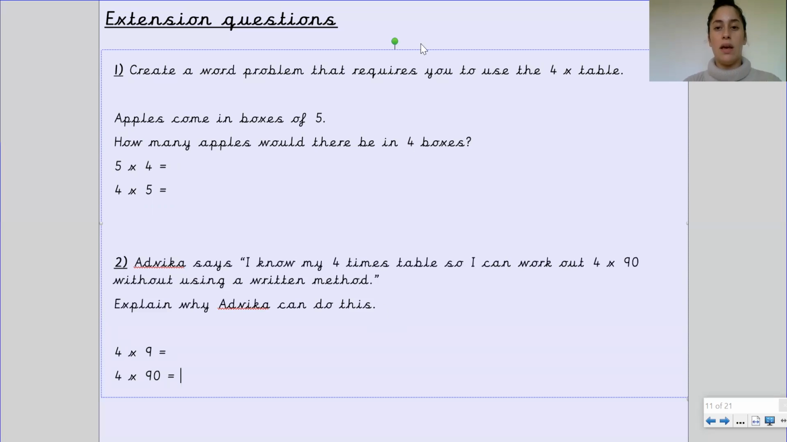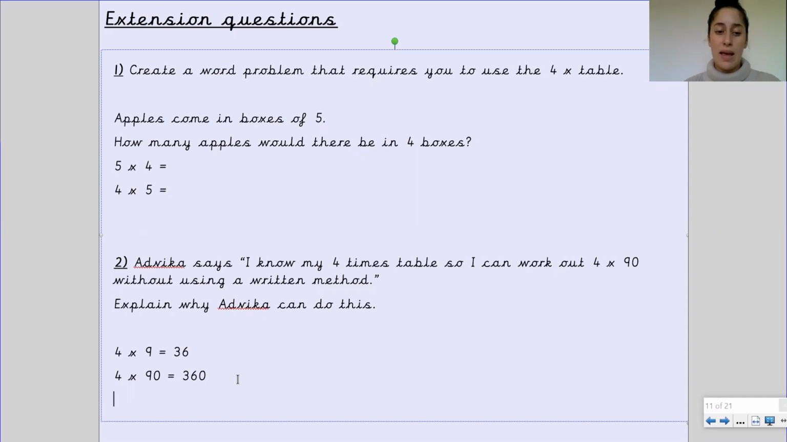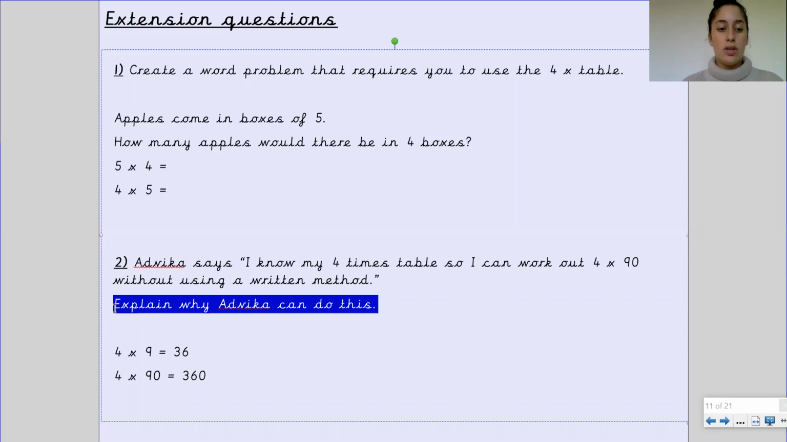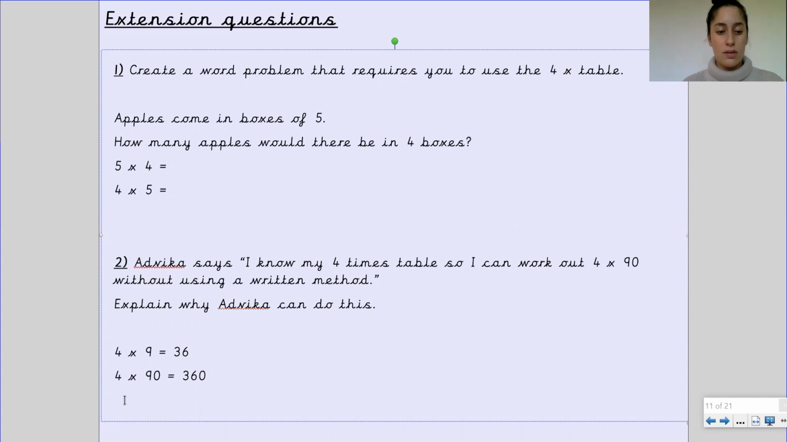Pause the video and have a think. How would this work? Okay, so if you know that 4 times 9 equals 36, how could you use this answer to help you with 4 times 90? Well, when we're multiplying multiples of 10, all you have to do is add an extra 0. So 4 times 90 would be the same answer as 4 times 9, but with an extra 0. So 360.